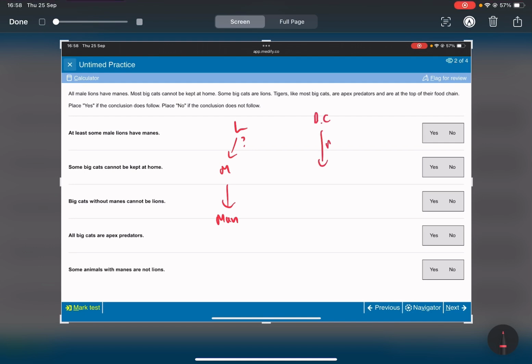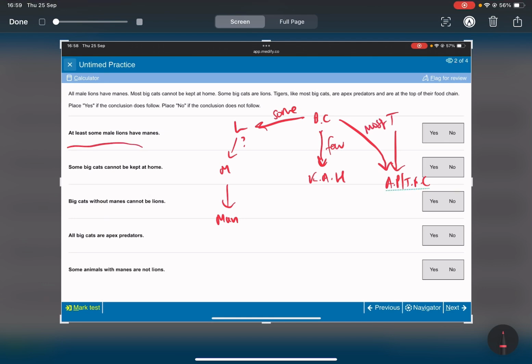Most big cats, most cannot be kept at home. Oh, so only a few can be kept at home. Few can be kept at home. So some big cats are lions. So some are lions. Tigers are apex predators, top of food chain. Tigers, like most big cats.